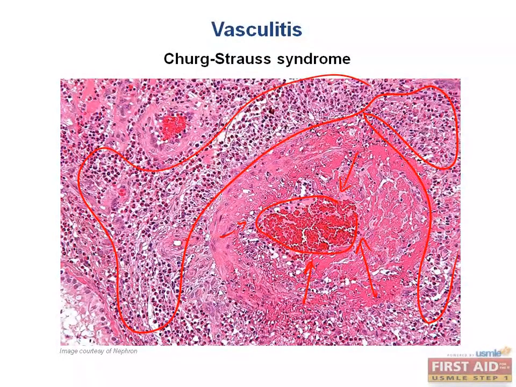So this is a cross-section of Churg-Strauss syndrome with a lot of inflammatory cells and eosinophils and obliteration of the lumen of these vessels, in addition to a lot of this fibrotic pink collagen, as you can see in this segment, and a little bit as well in this area.